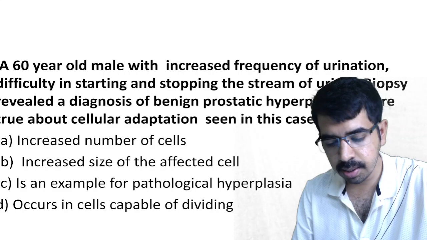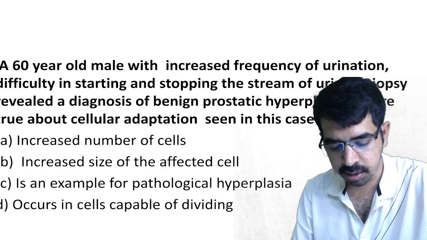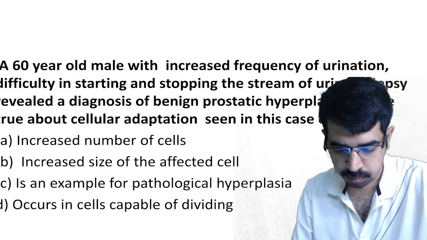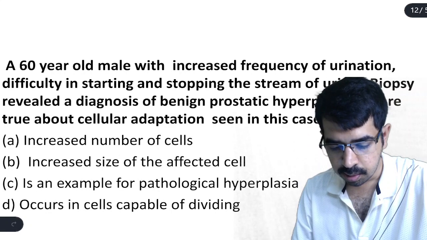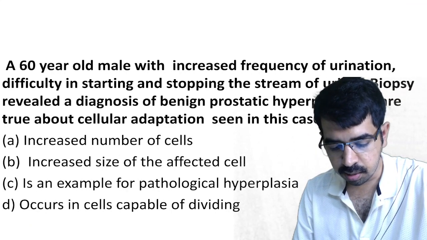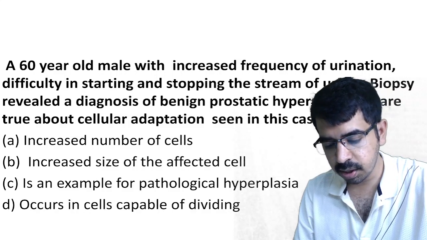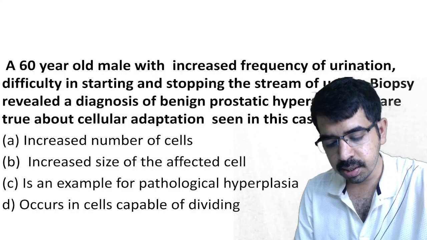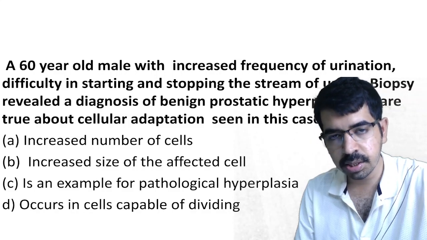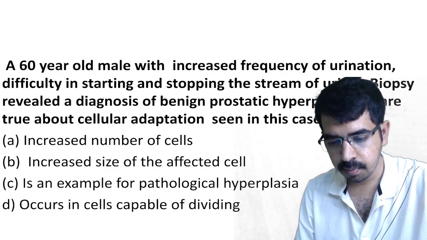All are true about the cellular adaptation seen in this case except: this is hyperplasia, so there is an increase in the number of cells. Increased size of the affected cell is seen in hypertrophy, not in hyperplasia. It is an example of pathological hyperplasia. Yes, we have discussed in detail. And it occurs in cells capable of dividing. Hyperplasia occurs in cells capable of dividing or synthesizing DNA. That is all about metaplasia.